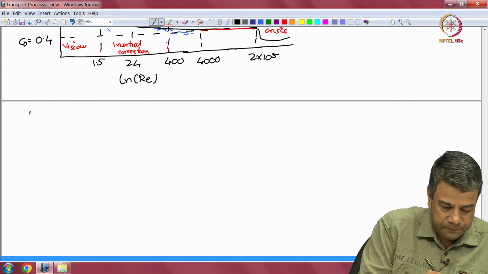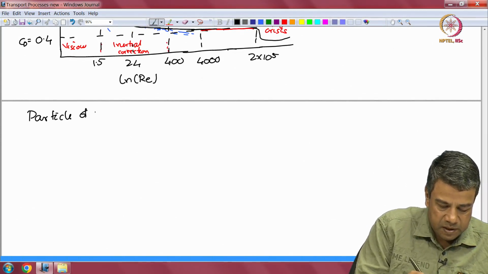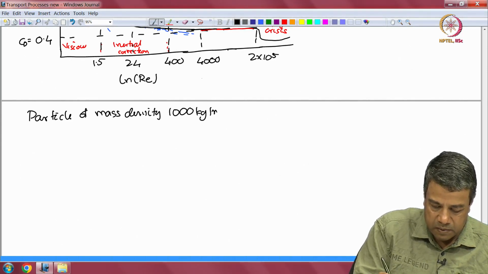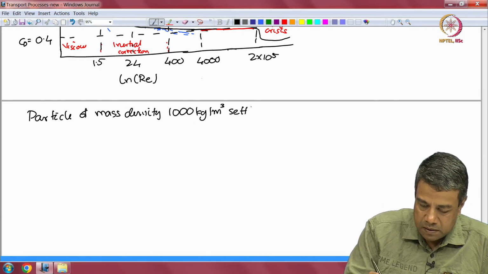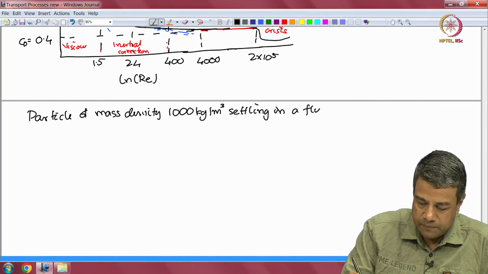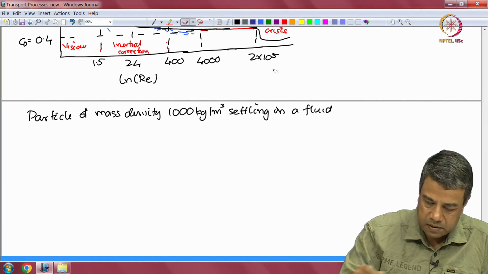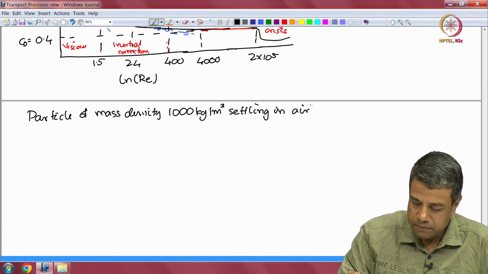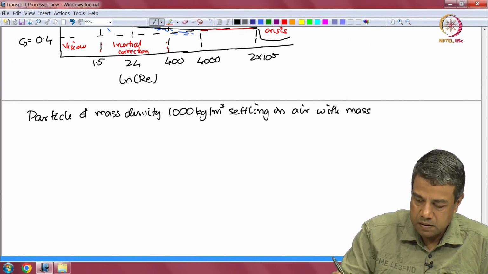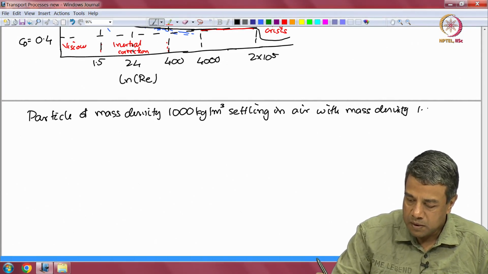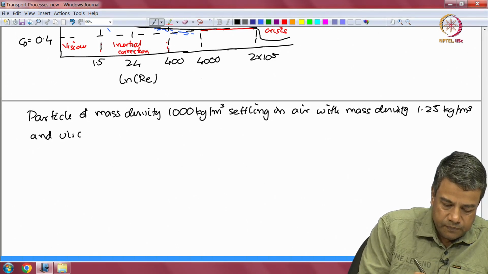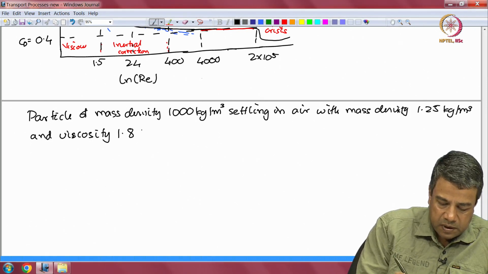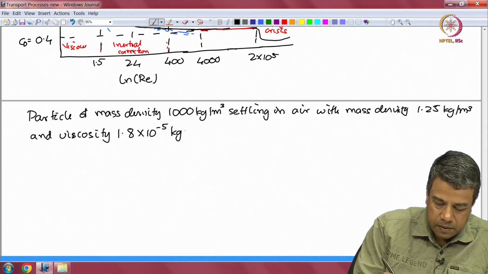So, consider a particle of mass density 1000 kg per meter cubed, settling in a fluid, which is air, with mass density 1.25 kg per meter cubed and viscosity 1.8 into 10 power minus 5 kg per meter per second.